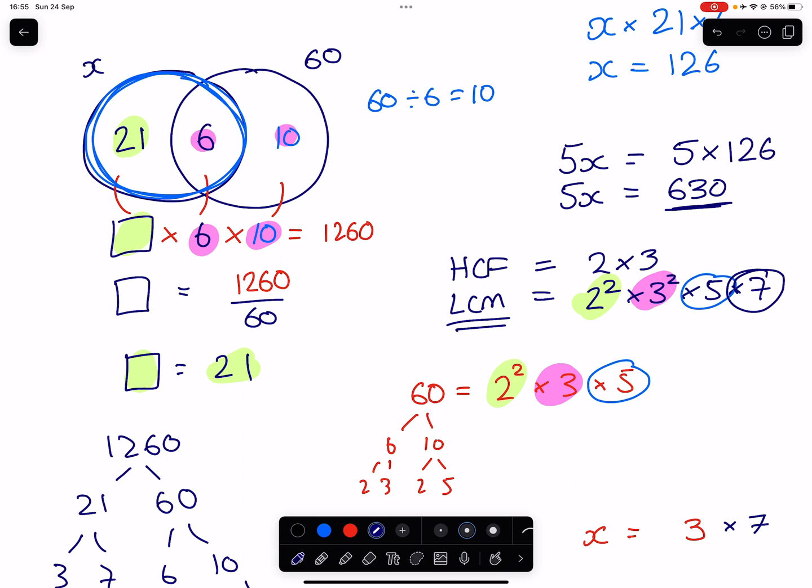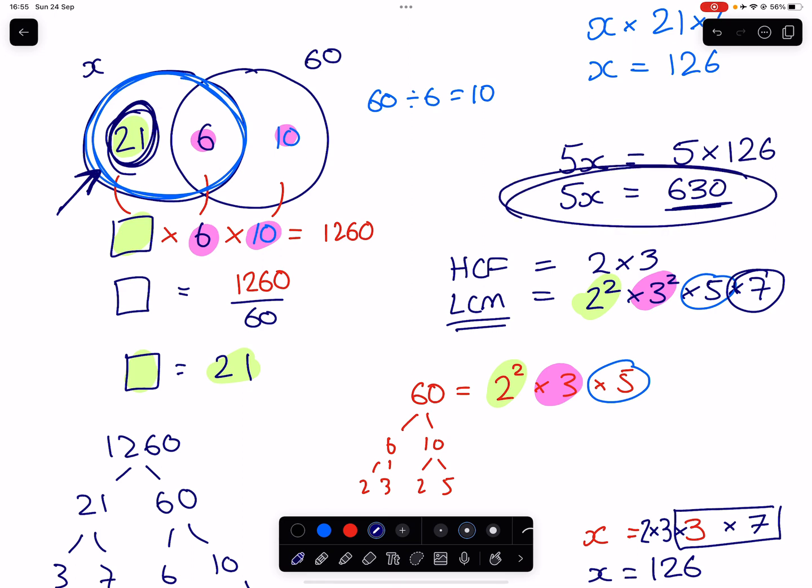Now, I say part of this number. The 3 and the 7, those were the parts that made up x that was not the highest common factor, or in other words, the bit of the x circle that had nothing to do with 60. The part that did have to do with 60, of course, we get from the highest common factor, because 2 times 3, which is the 6, is that overlap. So there is this little 2 times 3 that we sneak in there in order to make this work. And if you do 2 times 3 times 3 times 7, you're going to end up with 126. And then from there, we times that by 5 again.